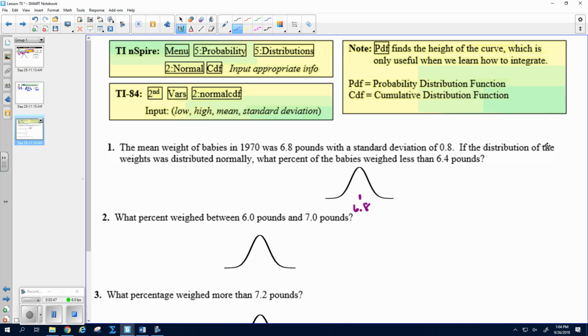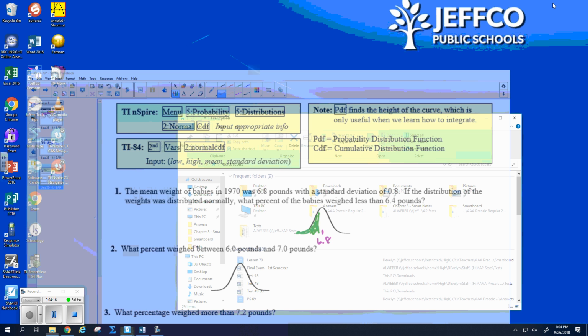But what are we trying to find? The distribution was normal, what percent of babies weighed less than 6.4? So 6.4 we would say is right about here. And we're going to shade to the left for less than 6.4 pounds. So what percent of them weighed less than 6.4 pounds? So we're going to go to our calculator. And where is it? Thought I opened it. Maybe not.